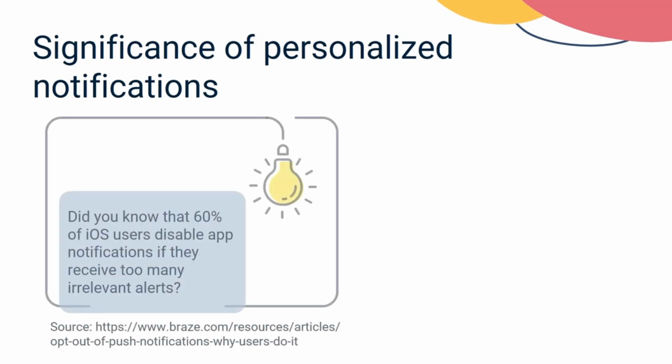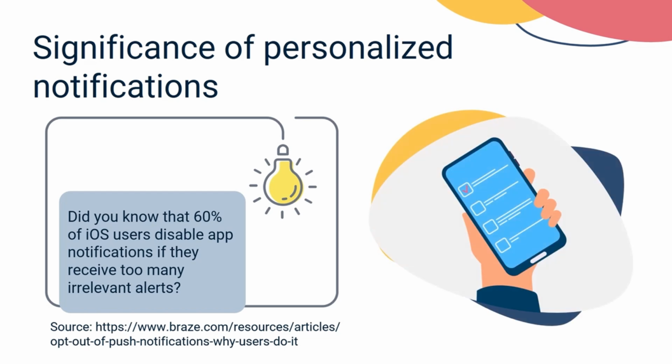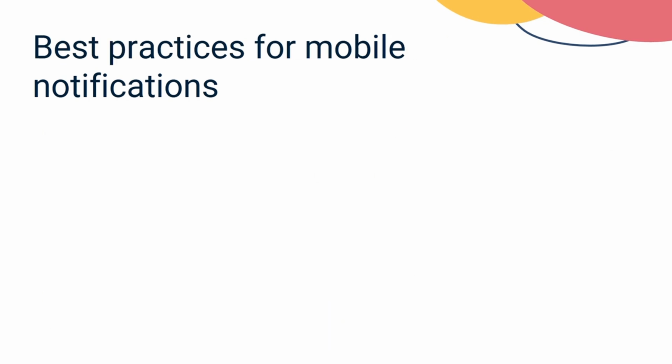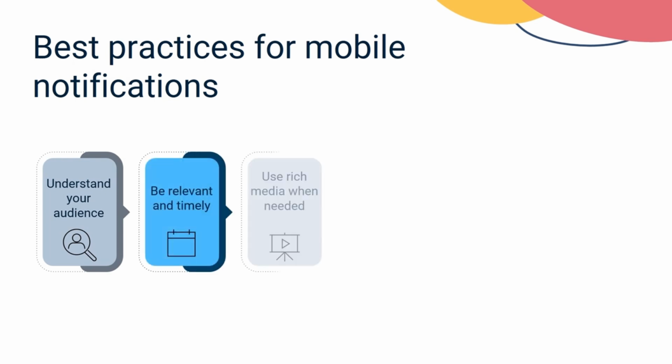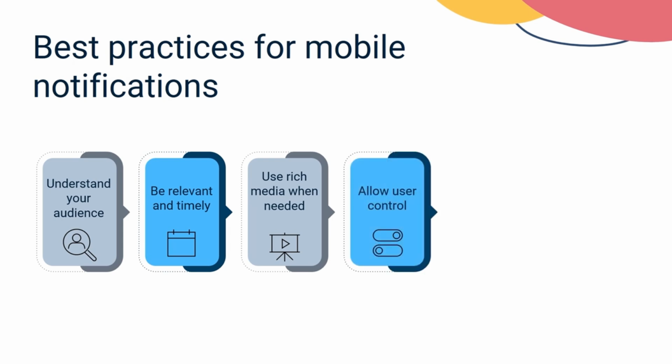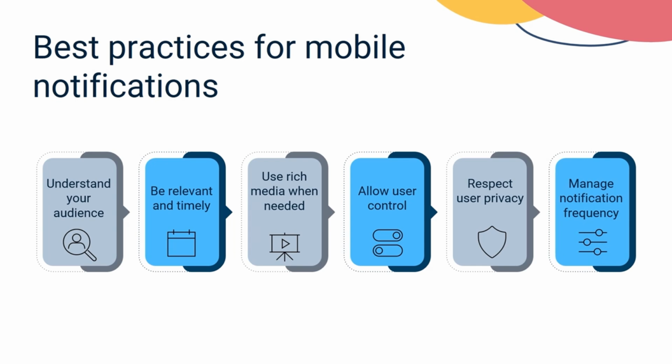Did you know that 60% of iOS users disable app notifications if they receive too many irrelevant alerts? Crafting thoughtful, personalized notifications is critical to keeping users engaged and happy. Following best practices is critical to crafting effective mobile notifications and enhancing user engagement and satisfaction. This includes understanding your audience, being relevant and timely, using rich media when appropriate, allowing user control, respecting user privacy, and managing notification frequency.